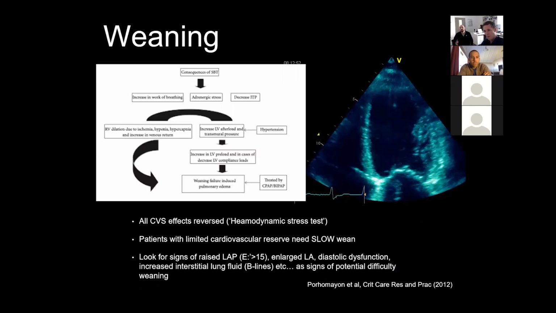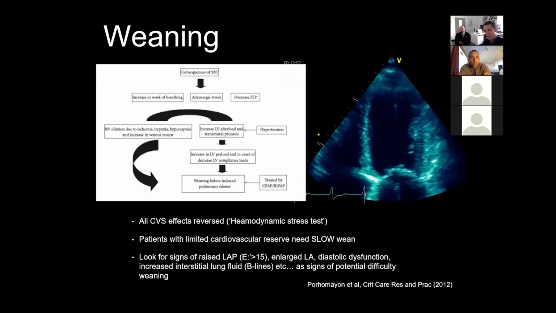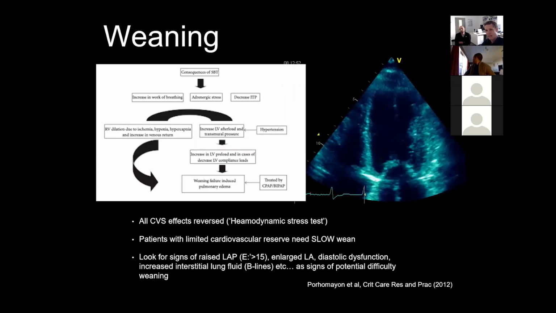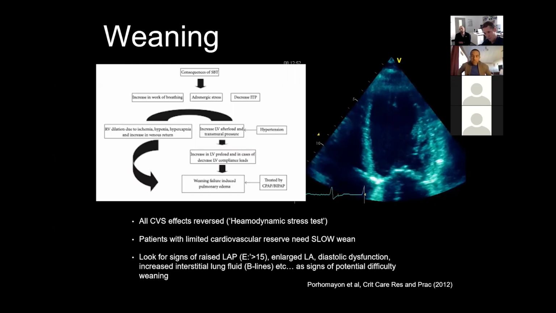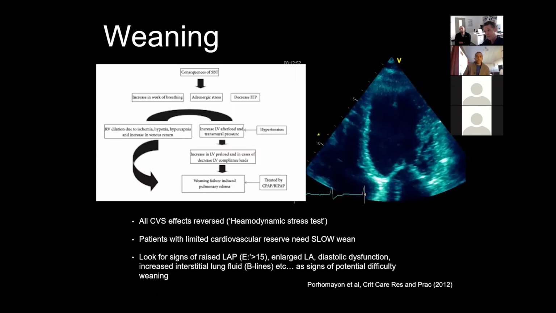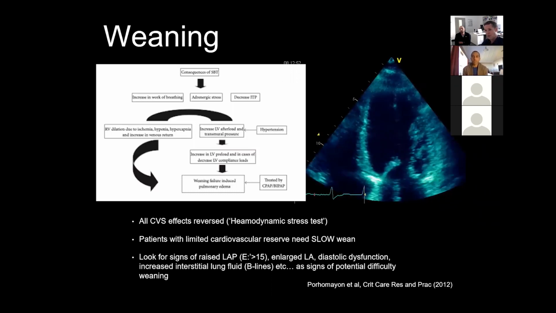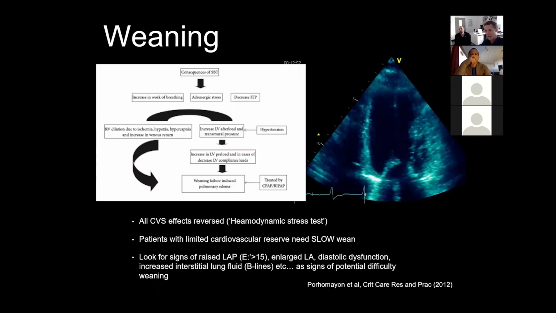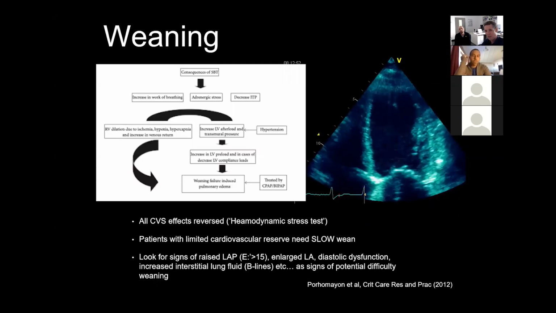So that means that we can therefore cause an increase in the LV end diastolic pressure. We can impair that LV compliance because of that, which means that we can increase the left atrial pressure, which means that we can push them into pulmonary edema. So hence, we want to try and look for signs of raised left atrial pressure before we extubate someone. And again, that's probably a talk in itself about how we do that.